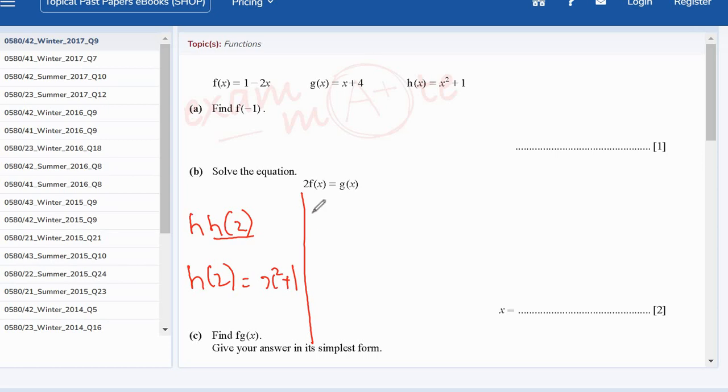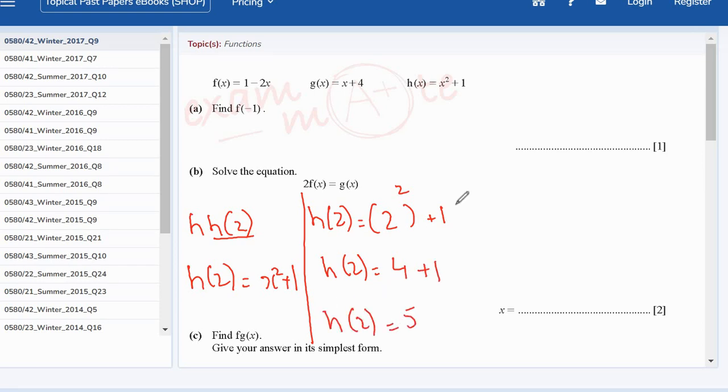Instead of x, you will write the value of 2. So h of 2 is equal to bracket 2, because x is squared, so you will square it plus 1. So h of 2 is equal to the square of 2, which is 4, plus 1. So h of 2 is 5.